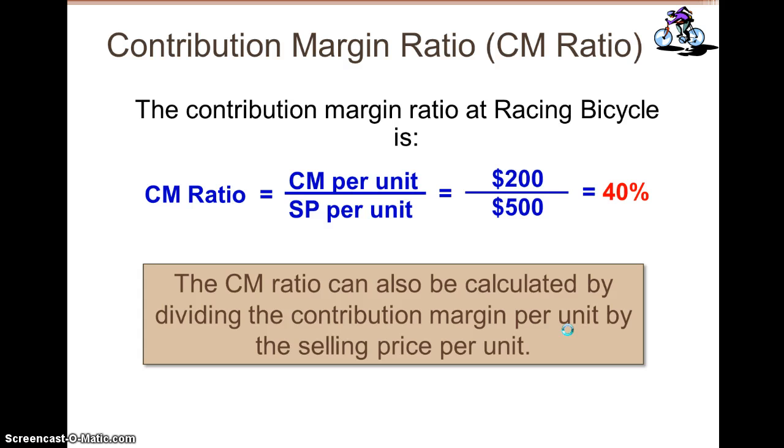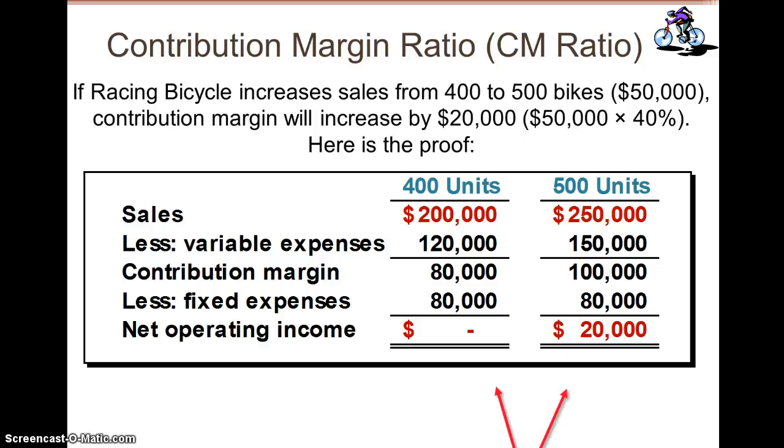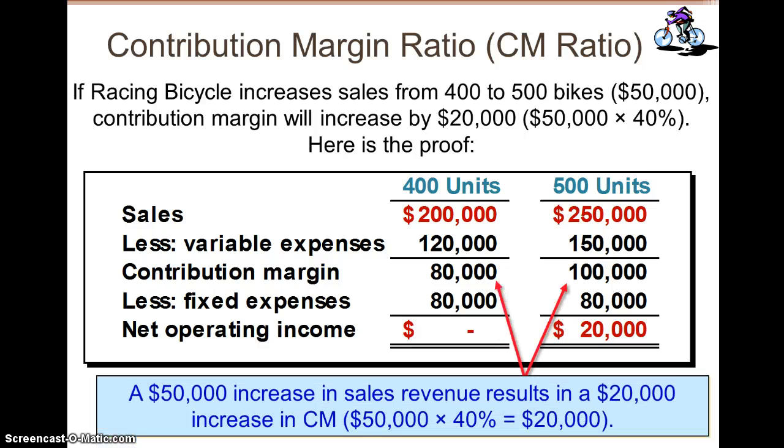This is just the computation as to how we get there. Contribution margin per unit divided by sales price per unit. Contribution margin ratio can also be calculated by dividing contribution margin per unit by the sales price per unit, as we talked about.